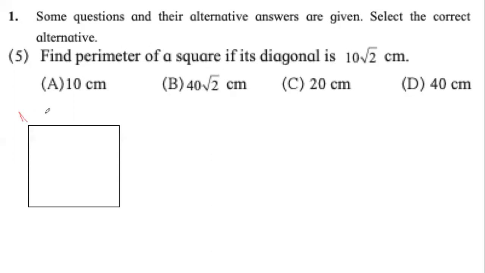So if you imagine A, B, C, D to be a square, it says AC is 10 root 2. Root 2 we started studying in class 8. We completed studying about surds in class 9. We are using it in class 10.